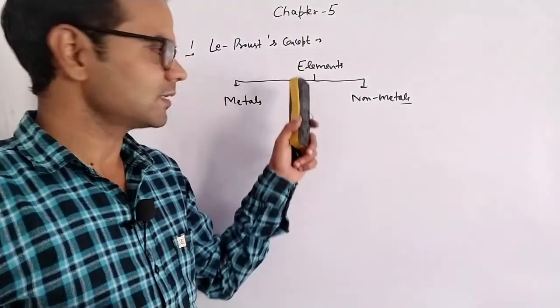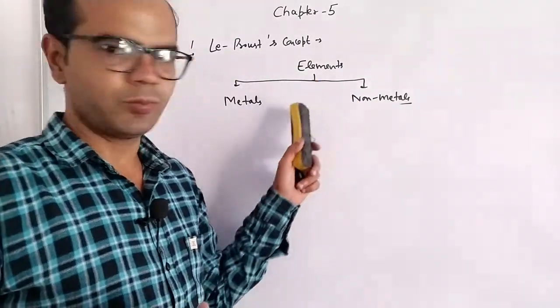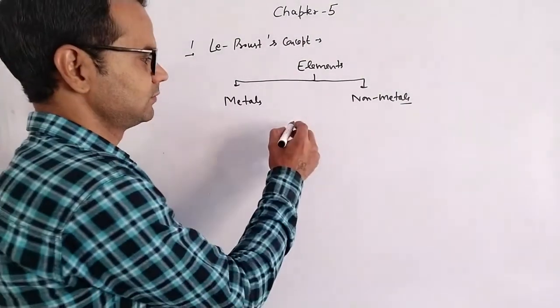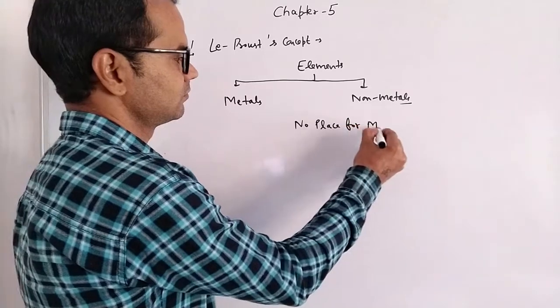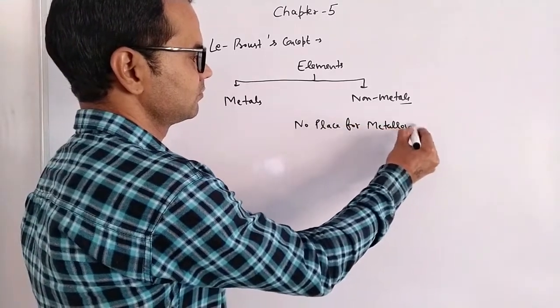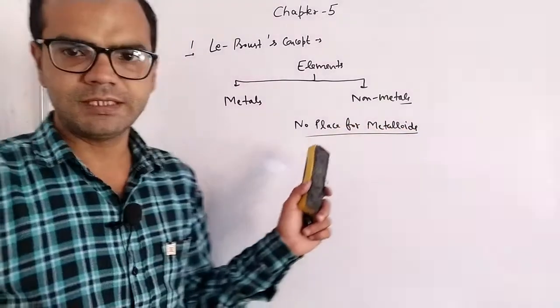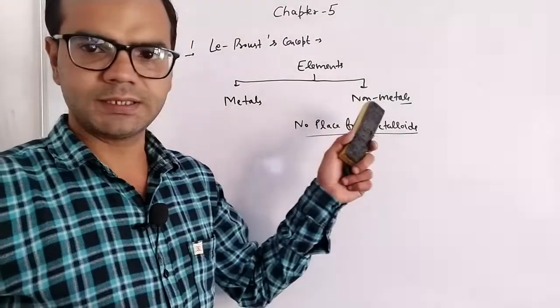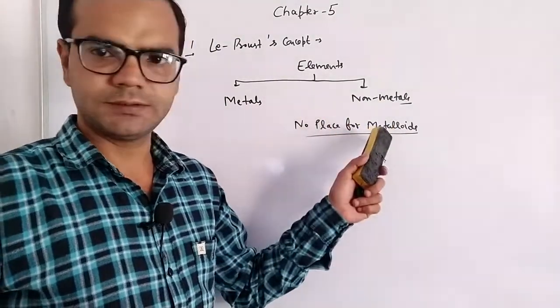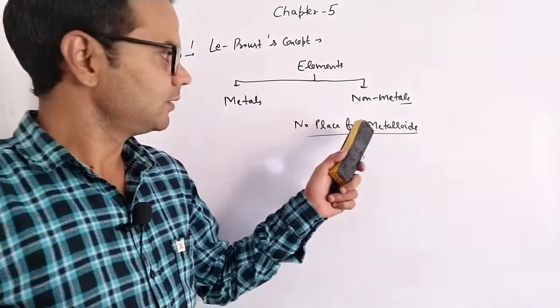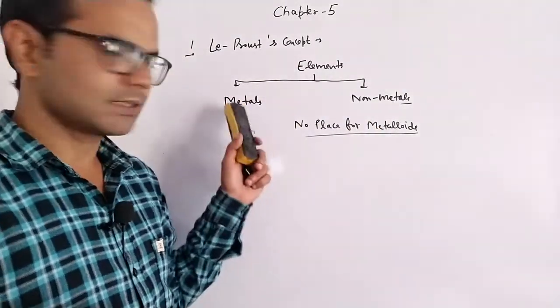But this concept has limitations. There is no place for metalloids. Some elements show the property of metals and non-metals and they are called metalloids. So according to this concept, there is no place for metalloids. The second major limitation is that all the metals can't be studied together.